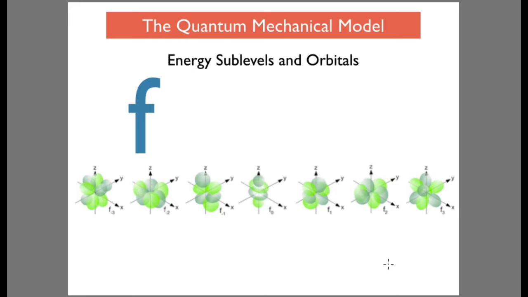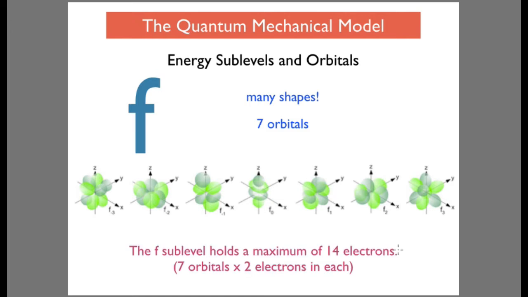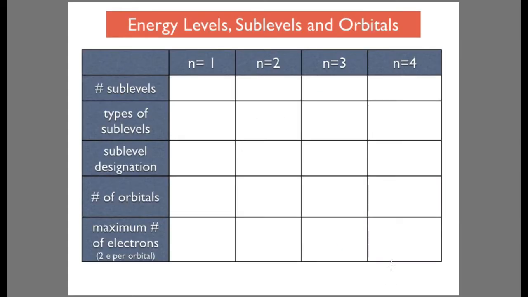There's 5 orbitals, each holding 2, so 10 electrons. Finally, we have the f orbitals. And there's many shapes here. 7 of them. And because there's 7 orbitals, each holding 2 electrons, altogether f can hold 14 electrons. Let's fill in this table, shall we?